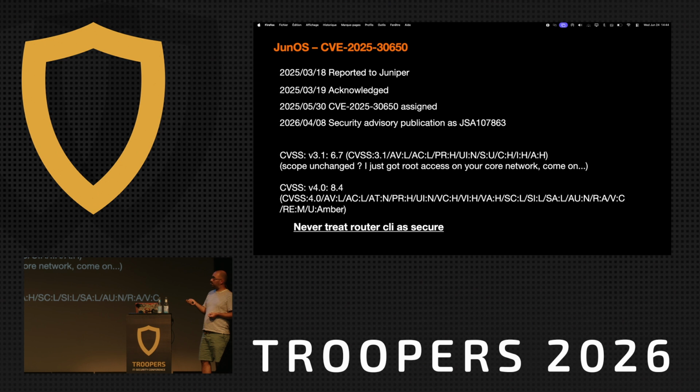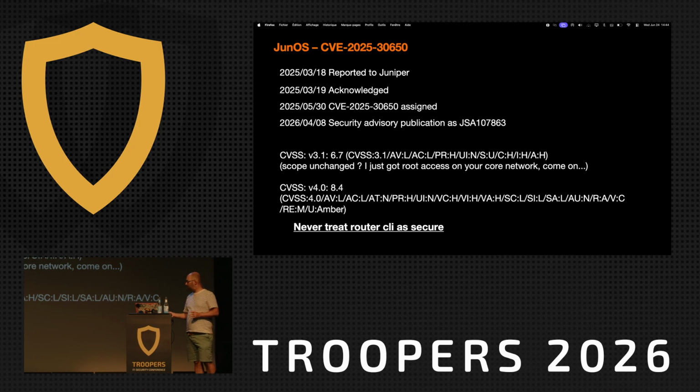This was reported the same day to Juniper in March of 2025. A CVE ID was assigned in May also, and this was published only in April of 2026. 13 months for Juniper to publish a fix. And they did not even publish a workaround, even though I provided one. So that's something I'm quite annoyed about.